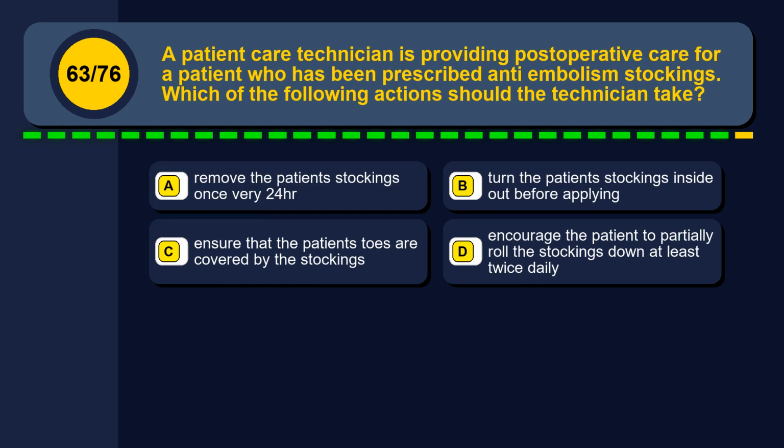Question 63. A patient care technician is providing postoperative care for a patient who has been prescribed anti-embolism stockings. Which of the following actions should the technician take? Option A, remove the patient's stockings once every 24 hours. Option B, turn the patient's stockings inside out before applying. Option C, ensure that the patient's toes are covered by the stockings. Option D, encourage the patient to partially roll the stockings down at least twice daily.